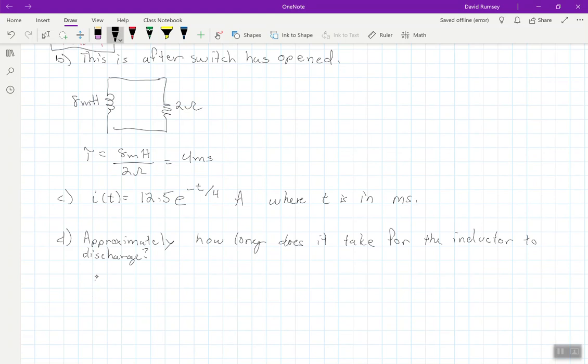We actually can answer that question without even having part C done. Remember, that's where we say 4 or 5 time constants. I like to use 5 tau to discharge or charge, because we're going to talk about charging up capacitors next and inductors. So it's 5 tau to charge or discharge. Well, that would just be 5 times 4 milliseconds, which is 20 milliseconds. So that's how long it's going to take for us to charge or discharge.